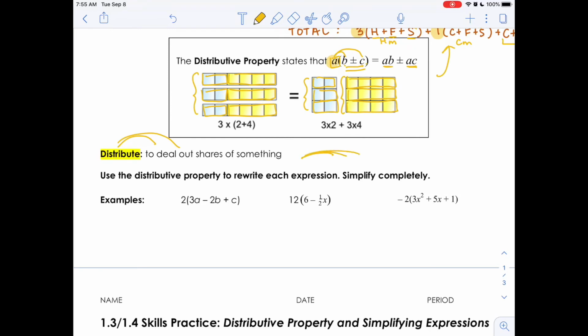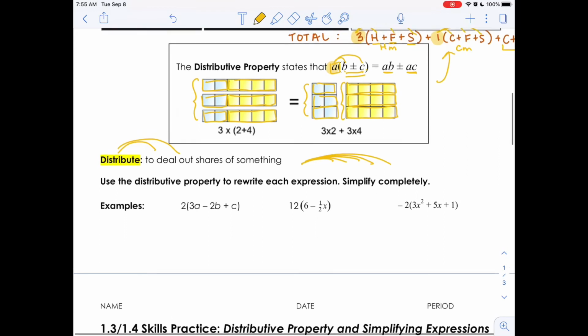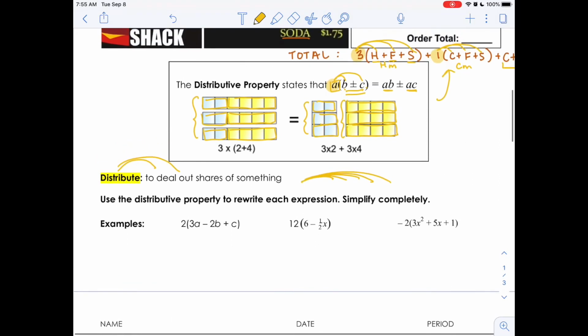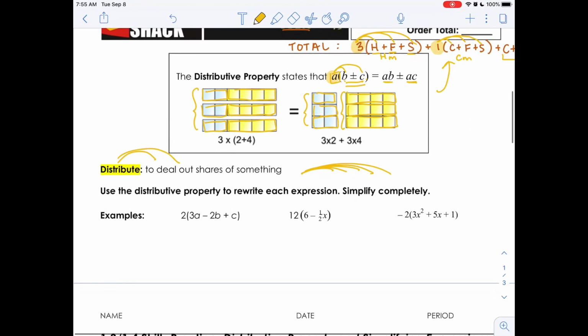I'd be passing it out to every single student in my class. So that's what distribute means, is to deal out or to pass out shares of something. And so that's what we're doing here. So here we're just going to walk through a couple examples and we'll be finished. So we're going to use the distributive property to rewrite each expression, and then we're going to simplify completely.